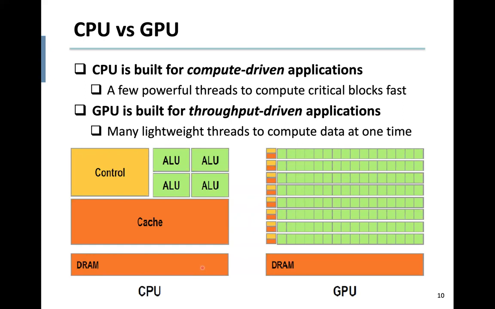Each GPU thread is very lightweight compared to the thread concept in CPU, and some GPU threads do not even have a private stack. But multiple GPU threads can work together to compute a block of data with a single, same instruction. This is a diagram that compares the architecture of CPU and GPU. As you can see, GPU has many ALU units to compute the data, and it has relatively small control units and cache size compared to CPU.